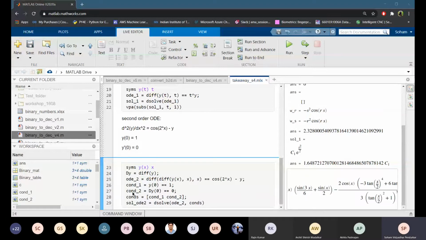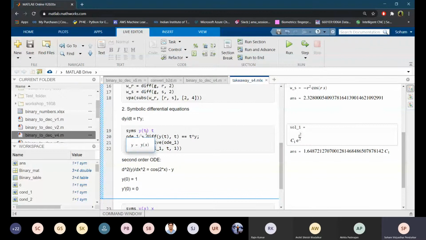Let me see questions. Is it necessary to specify y(t) as symbol, or have you selected it for understanding? Okay, you're referring to this y(t). If you specify this, it's actually helpful. It's for your understanding itself. By default, when you're differentiating, it will associate this as the dependent and this as the independent variable. So this is for our own understanding as a programmer.